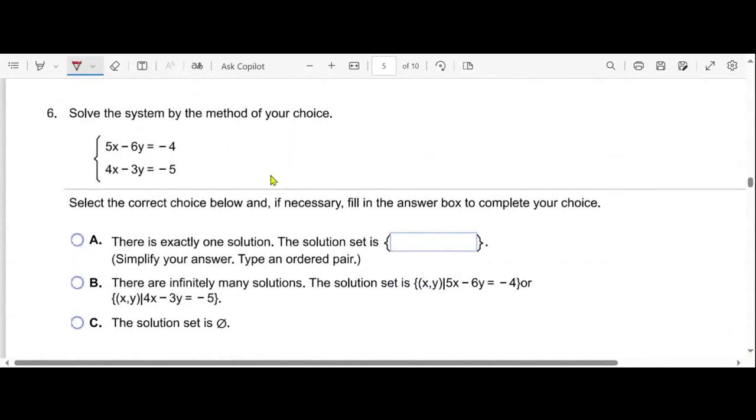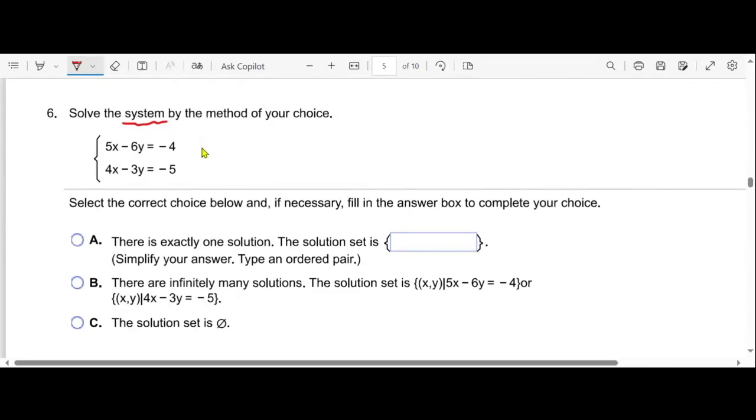Okay. Number 6. Solve the system by the method of your choice. 5x minus 6y equals minus 4, x minus 3y equals minus 5. Select the correct answer. A choice. Fill in the answer box to complete your choice.